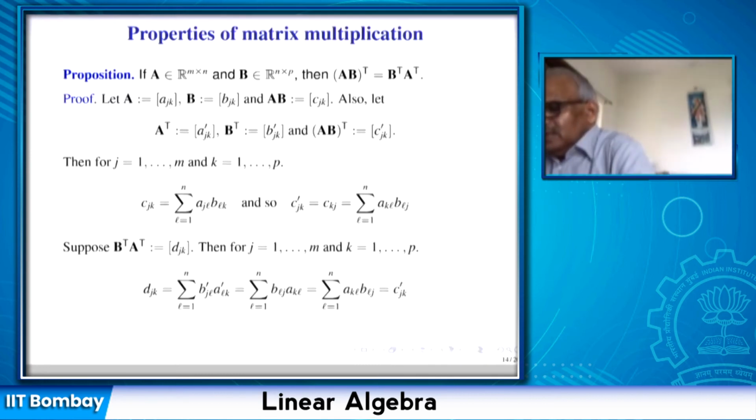I simply wrote the definition of an arbitrary entry of the product of two matrices in terms of dot product. If you keep that definition in mind, you can write down the proof very easily that the transpose of A times B is the product of B transpose A transpose. So the ordering is reversed. Please keep that in mind.